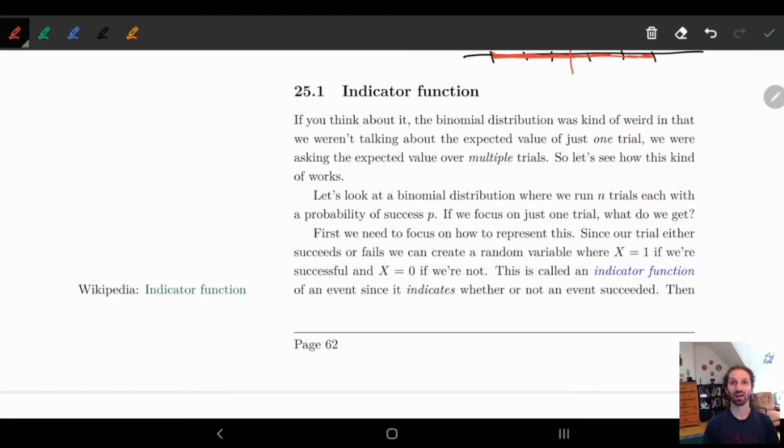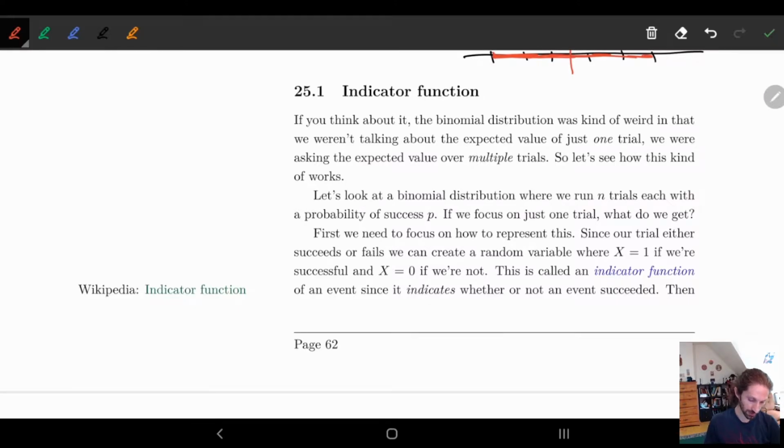Hi, so in this video, we're going to look at expected values, but from the perspective of the binomial distribution. And we're really going to look at this through what's called an indicator function. This is really going to help us settle everything down and make things a little nicer, and see where our original expected value is coming from.